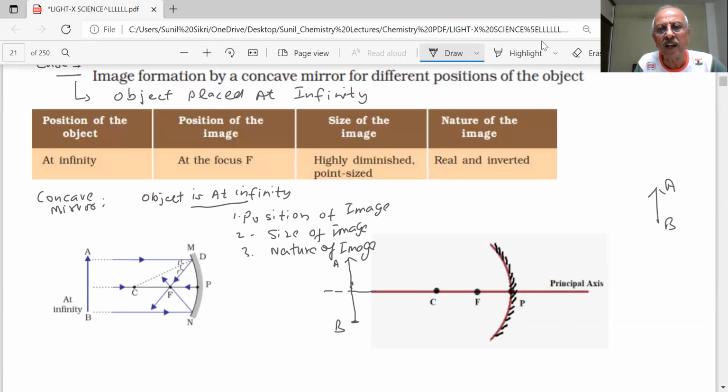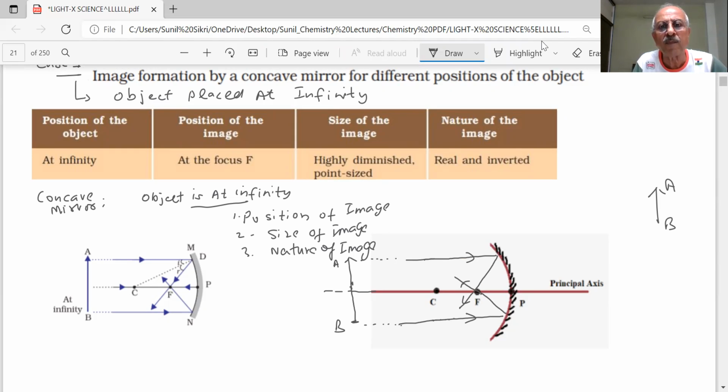What will happen? The ray of light, I am showing dashed because it is at a farther distance. So when they come near to the concave mirror, they will be parallel. Parallel rays are coming on the concave mirror from this object. So what is happening now? Where will they meet, student? They are going to meet at the focus. So what will you see at the focus? A point object, point sized object at the focus.